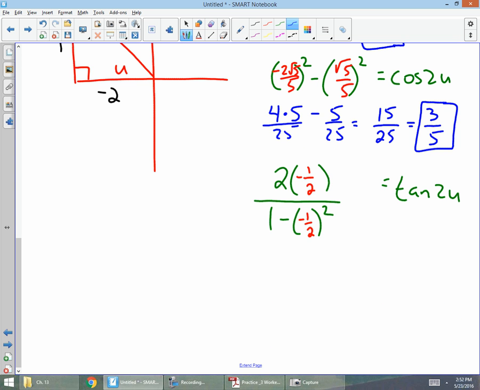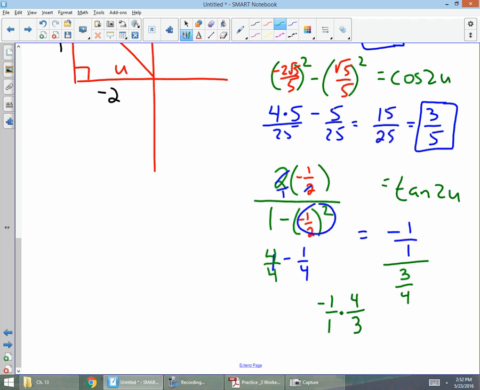And now tangent. Remember this is 2 over 1, so that reduces, leaving what in the numerator? Negative 1 over 1. And in the denominator, I get 1 minus, this part right here becomes positive, 1 over 4. So let's create common denominators. 4 over 4 minus 1 over 4 gives me 3 over 4. Let's multiply by the reciprocal here. We get negative 1 over 1 multiplied by 4 over 3. And my answer is going to be negative 4/3.